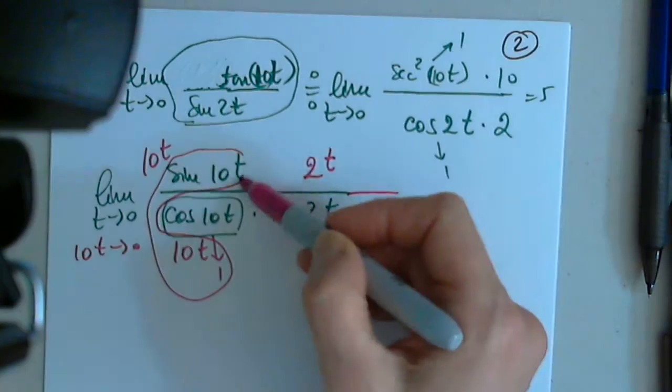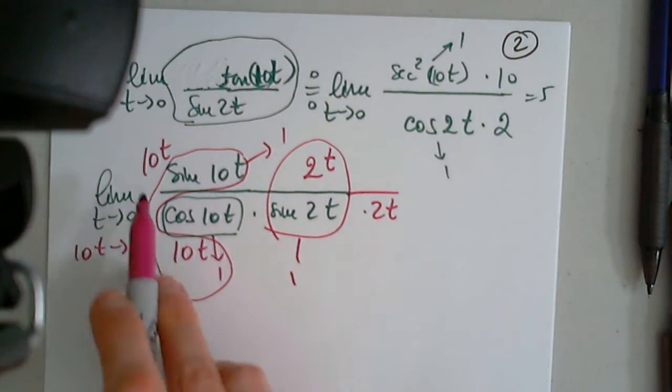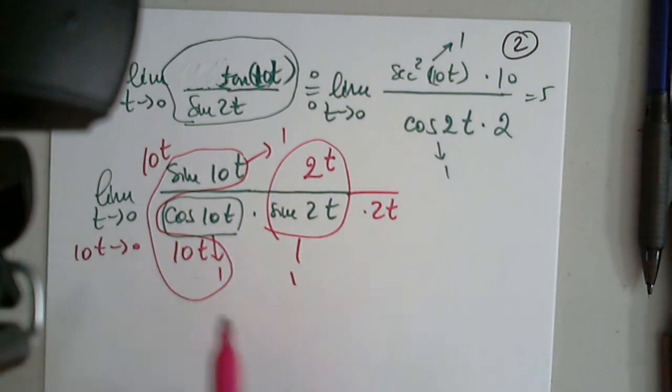This will go to 1. This will go to 1. 10t over 2t is 5. Limit of 5 is 5. But the best is L'Hopital's rule in this case.